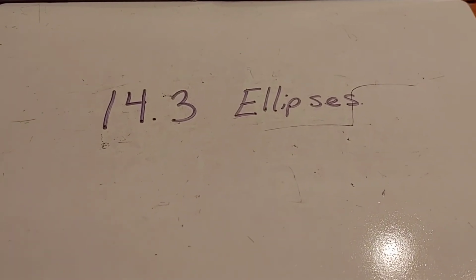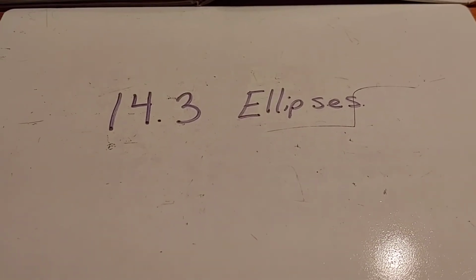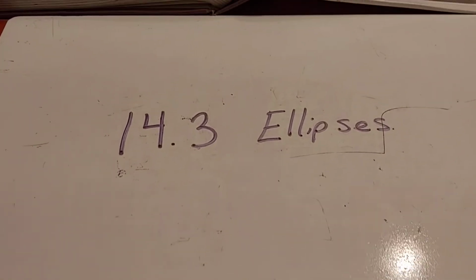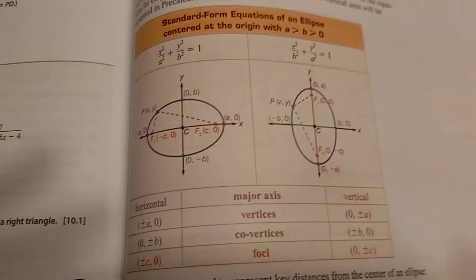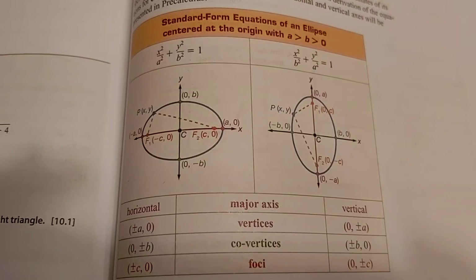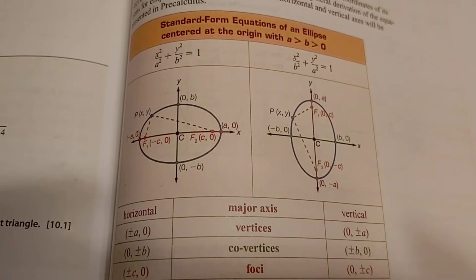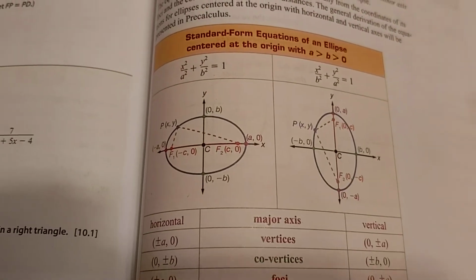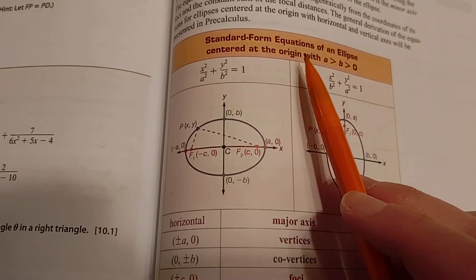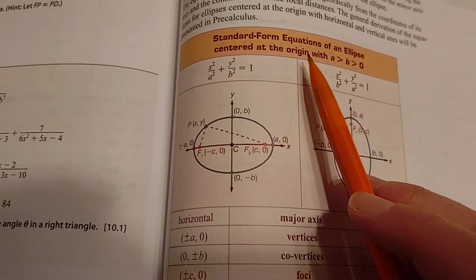It is time for section 14.3, ellipses. All right, in your book, if you can turn to page 627, this chart is great. You are definitely going to want to copy down this chart into your notes. Super informative. One thing I want to point out, this chart is only for ellipses that are centered at the origin, which means that are centered at 0, 0.